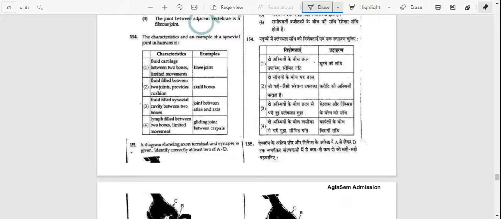And question number 154. Characteristics and examples: fluid cavity between two bones, limited movements, knee joint; fluid filled between two joints provides cushion, skull bones; fluid filled synovial cavity between two bones, joint between atlas and axis; fibrous tissue between two bones, limited movement, gliding joint between carpals. This will be a synovial joint: fluid filled synovial cavity between two bones, joint between atlas and axis.